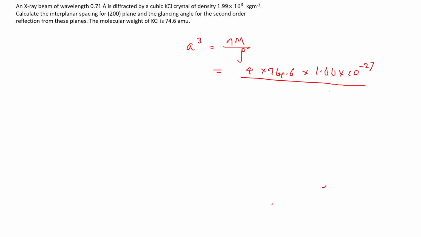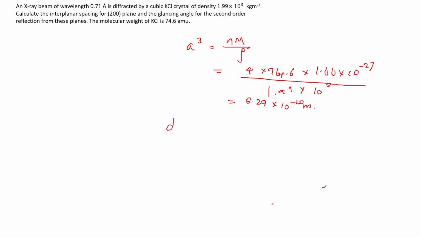So you have to calculate the interplanar spacing d, and then find the theta angle also. It's a cubic crystal structure because it's similar to NaCl. So a cubed will be n M divided by rho. Substitute everything: 4 into 74.6 into 1.66 into 10 to the power minus 27, divided by 1.99 into 10 to the power 3. Then you will get a value of 6.29 into 10 to the power minus 10 meter.